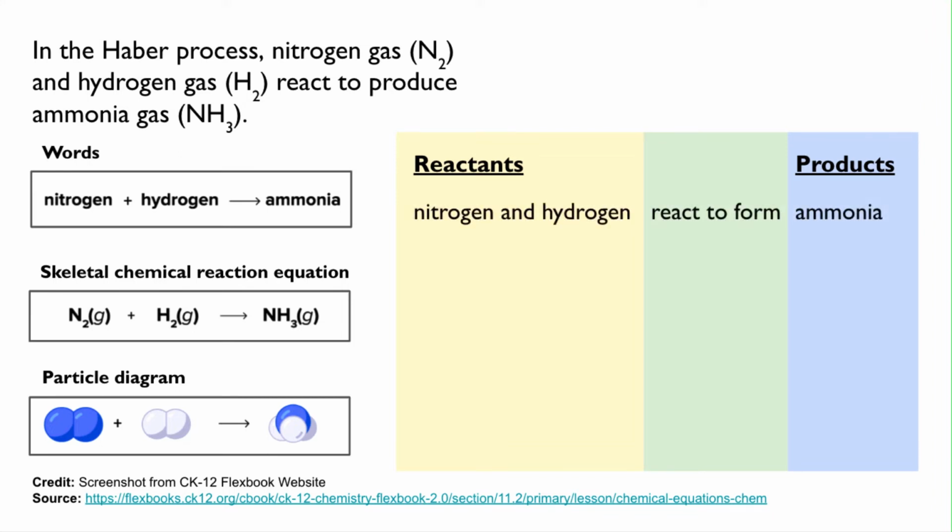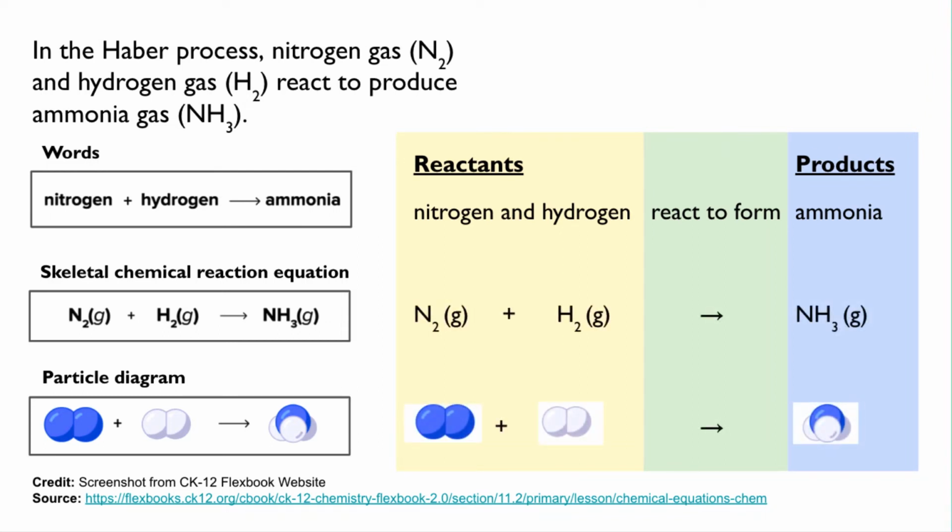And so notice I can look down the reactants column here and see how the reactants were translated into different forms. Nitrogen and hydrogen are my reactants. The chemical formulas for those were given to me, right? N2 gas plus H2 gas, and then the particle diagrams down below. The words react to form are my keyword to translate into an arrow, and then ammonia is my only product in this example. Let's look at another example using the same structure.